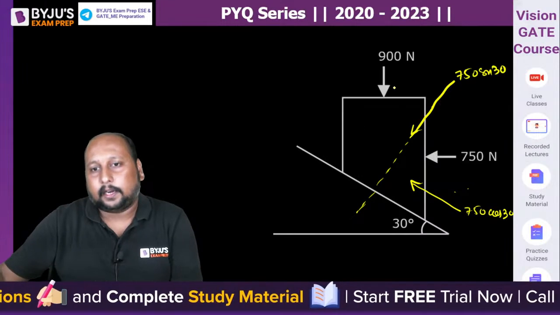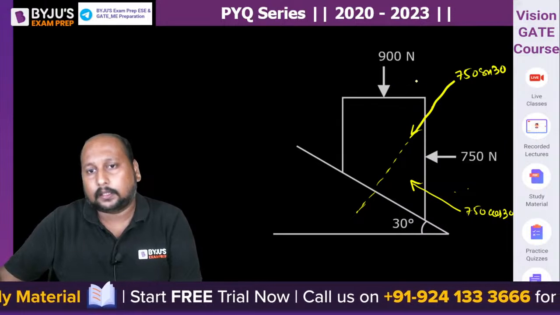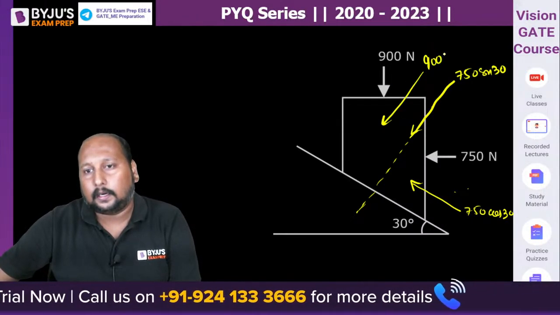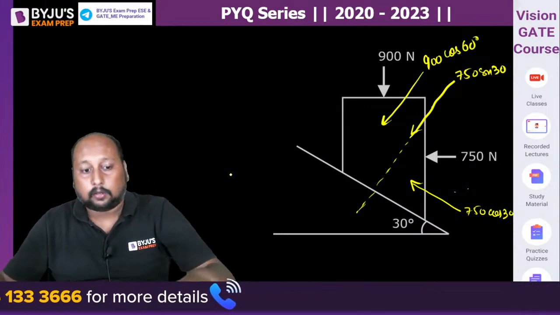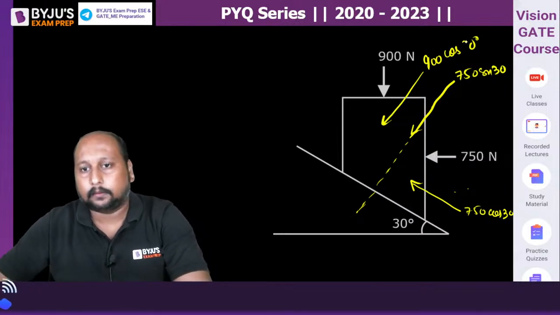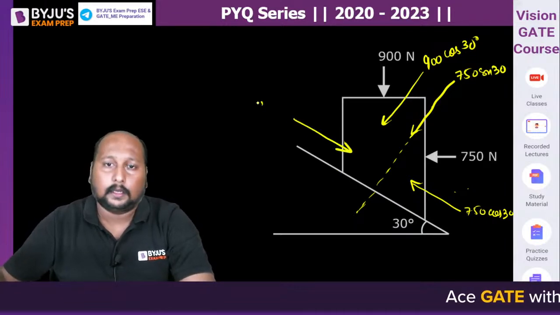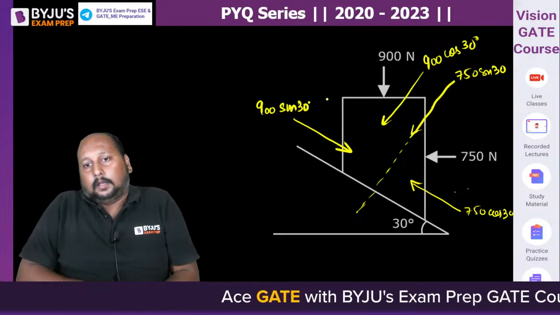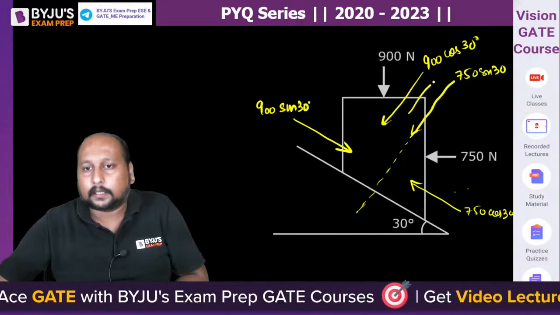Okay, this angle is 60, this is 30. So the downward component is equal to 900 cos 30, right? And the downward force will be equal to 900 sine 30. Okay, done. Normal reaction.